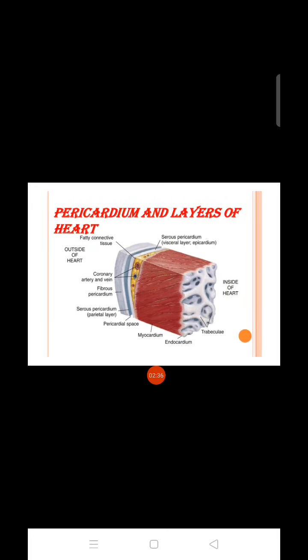There are layers of the heart: the pericardium, serous pericardium with its visceral layer, and the epicardium. There is the myocardium layer, the endocardium, and the pericardial space, in which there is some fluid. Inside there are trabeculae, and the serous pericardium parietal layer and fibrous pericardium layer also. The coronary arteries and veins are on the outside of the heart. These are the layers of the heart.